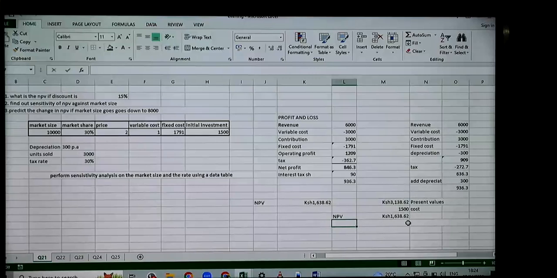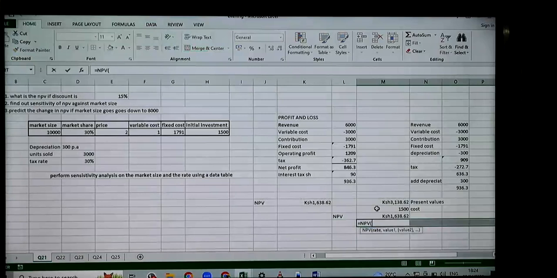Or rather, you can use the NPV function itself. So like here, let me unmerge those ones. So it will be equals NPV. You press tab button. So you've been asked the rate is here, the 15%. You press comma. And because our project is going for 5 years, we'll do a 5-year value 1. So our value 1 will be this one.